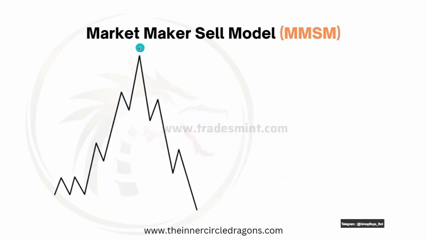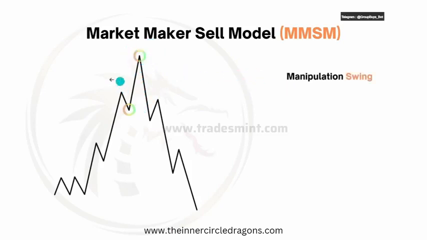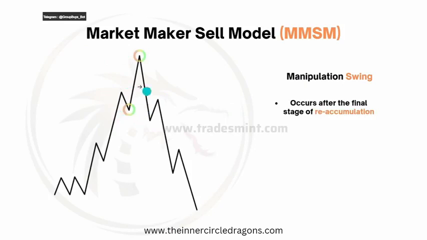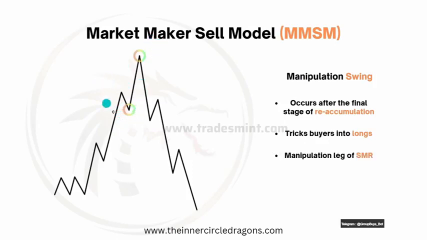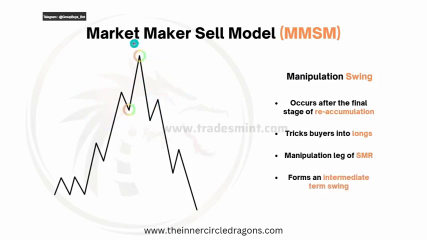Once the buy program is complete, we can start taking measurements to assess how far the sell program can potentially deliver price. If we take the swing low, which is the last swing low before the reversal, and we take the swing high, this is our manipulation swing that ran the buy side liquidity above this high and into our higher time frame level. Now this occurs after the final stage of reaccumulation, and it tricks buyers into longs. Like I said in the previous lesson, the market moves explosively in this direction. This is known as the manipulation leg of the smart money reversal. This will form an intermediate term swing with a short term high to the left and a short term high to the right.